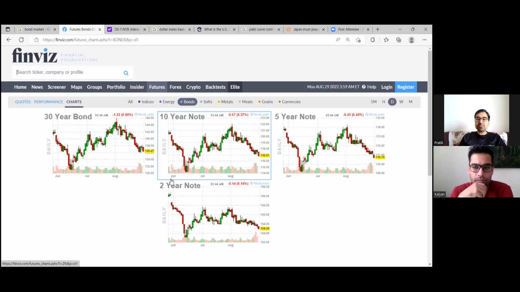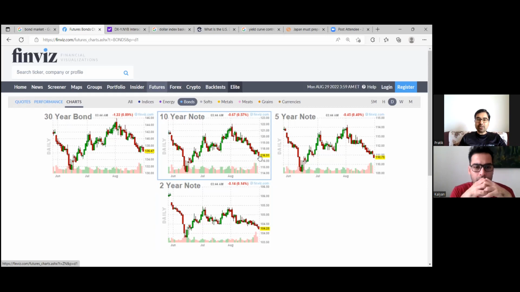Like at what price you are buying. So at that price, your effective rate is something that you can decide, right? Based on that, what I'm showing is the government bonds of the US: the 30-year bond, 10-year note, 5-year note, 2-year note. As you can see, it is sort of falling.